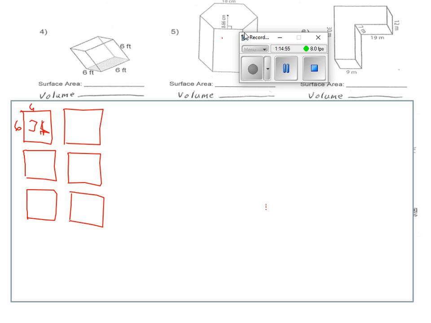1596. What do you do with those two answers? Add them together. 3486. That's your what again? Surface area. Volume. That's your volume. What are our units? Meters cubed.